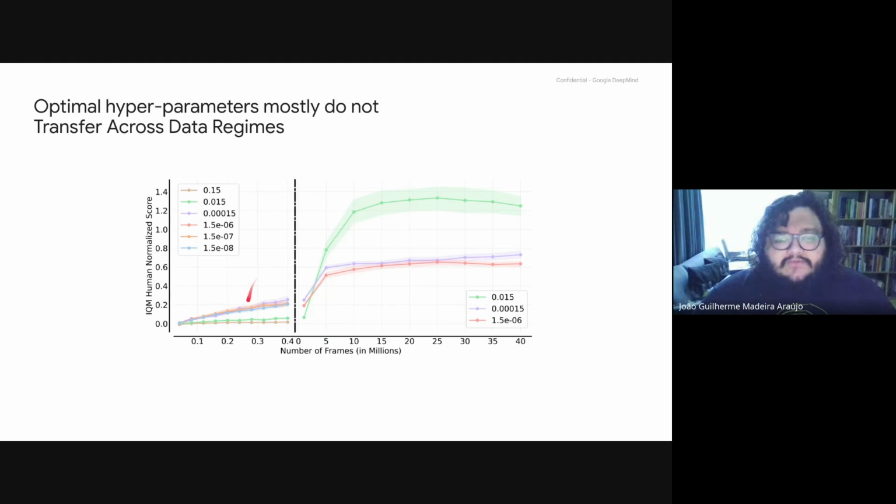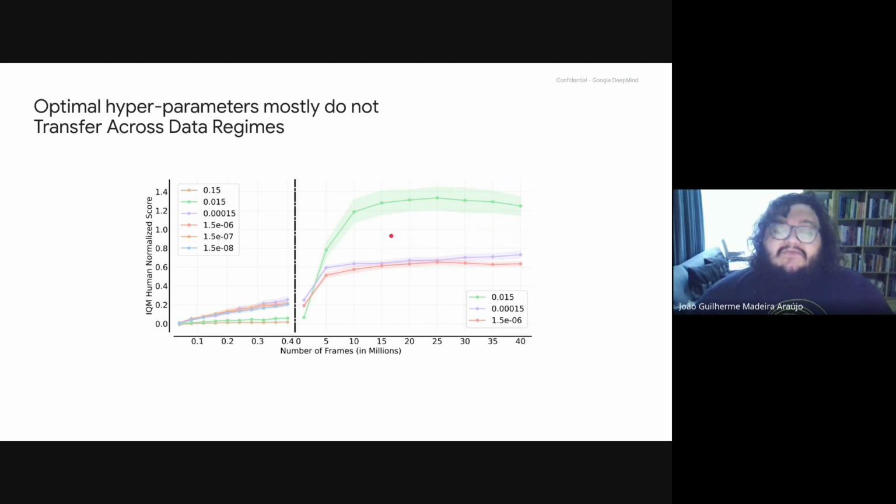And you can see a couple of examples. Here, same algorithm, we're just changing the learning rate, I believe. Here for up to 400,000 frames, and here we go up to 40 million frames. And we see that one of the worst performing values for this case is in fact the best performing by a large margin when you go to the 40 million data regime.